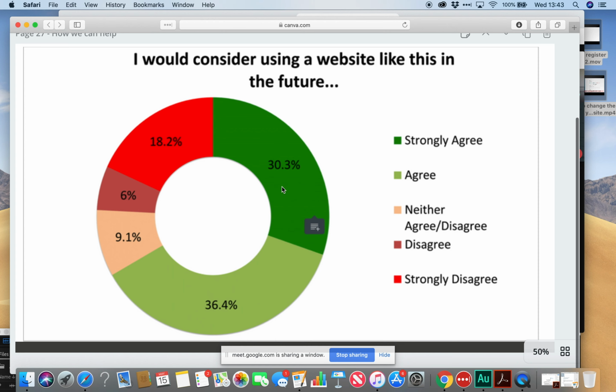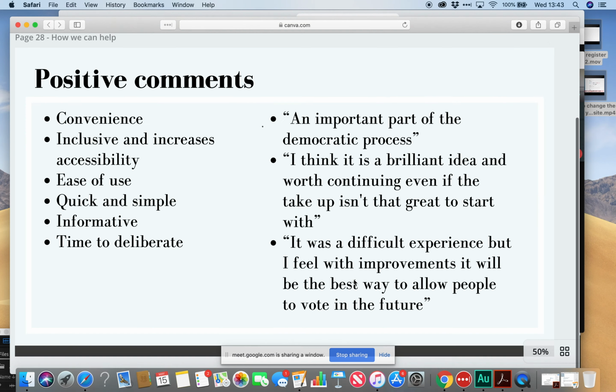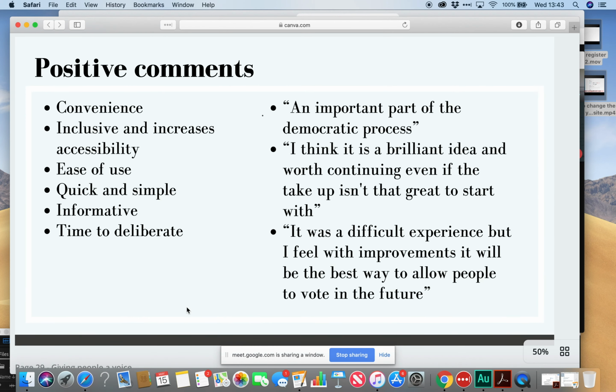So here you go, you can see in the green that the majority actually liked using this website. And of course, there are a lot more positive comments than negative. So, convenience. It was really convenient to have an online platform. It's inclusive and it increases accessibility. So people that might be far out or can't make it to the voting event or to your local library, they can just log on on their computer or their phone or their iPad. Ease of use. It's quick and simple. It's informative. There was enough time to deliberate.